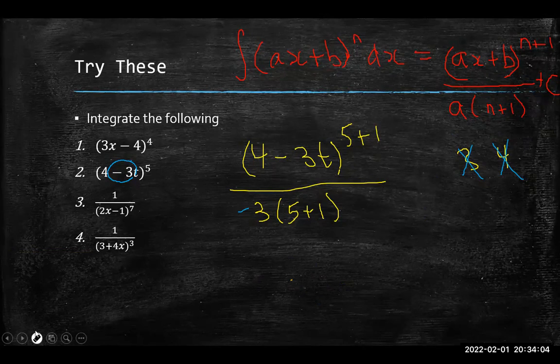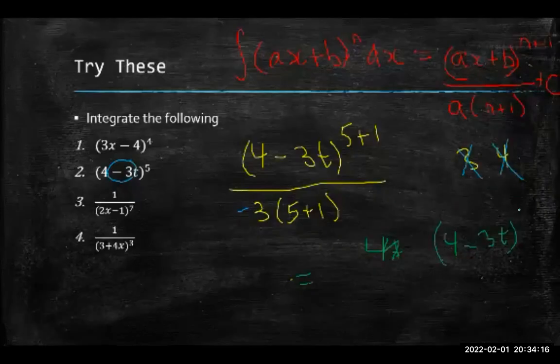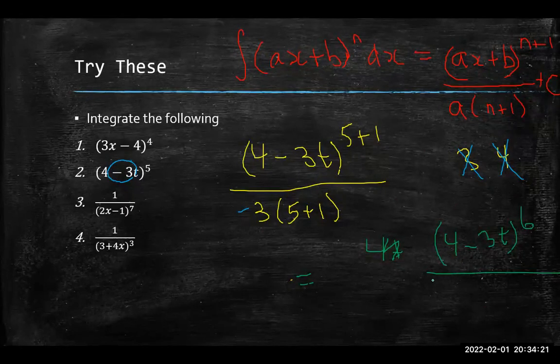So that's what we're doing. 4 minus 2t. 5 plus 1 is 6, and 6 by minus 3, that's minus 18. This is the answer. Or you could put the minus sign out here, right? Everybody good?